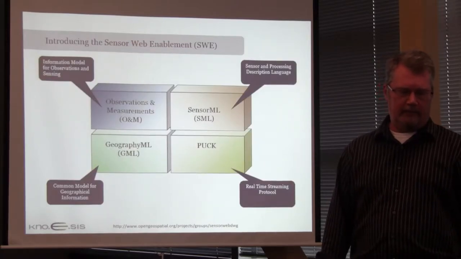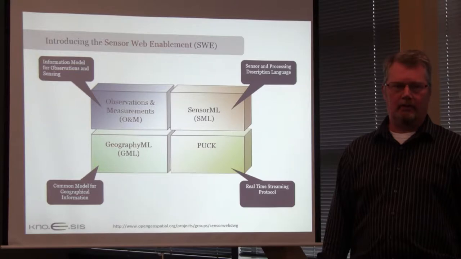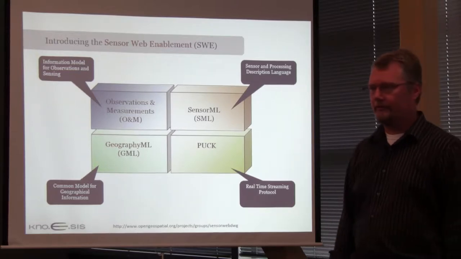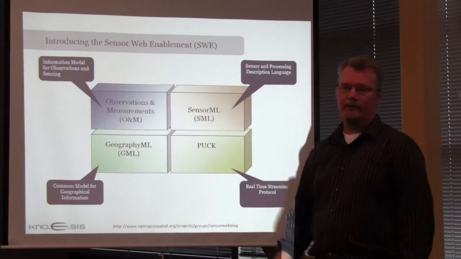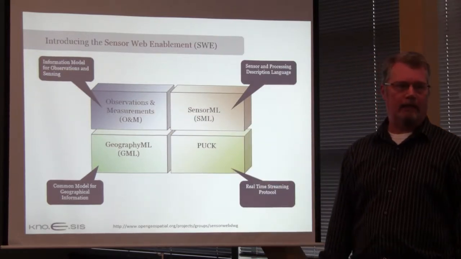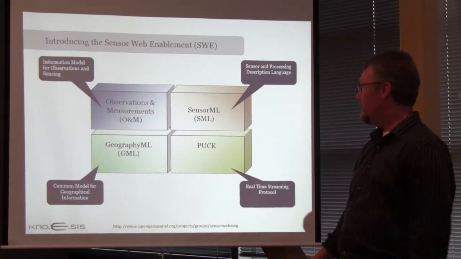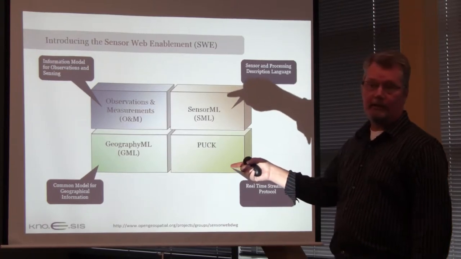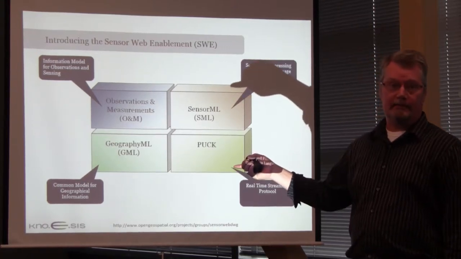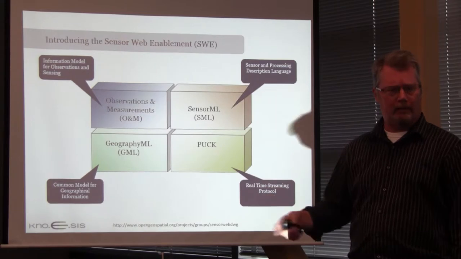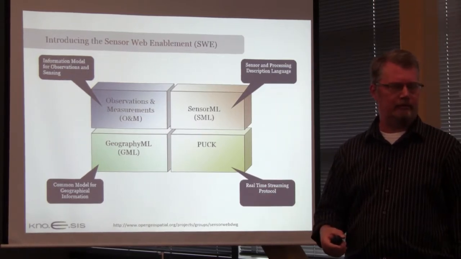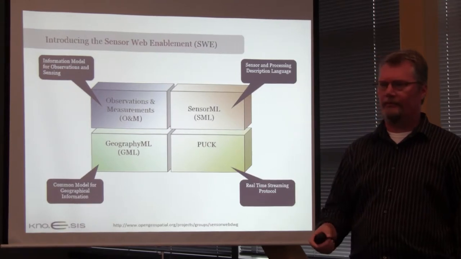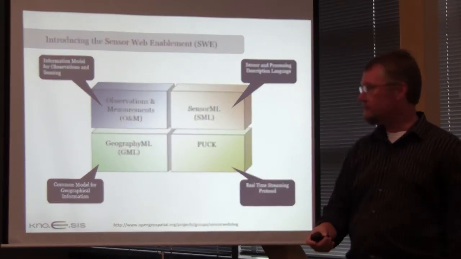To do this, there are actually a number of different standards. There are standards for observations themselves: Observations and Measurements. That describes each individual value and how to interpret that value. Then there's Sensor Model Language, which describes what the sensor is, how the sensor works, and what processes the sensor uses, so you can understand whether sensors are alike or different.